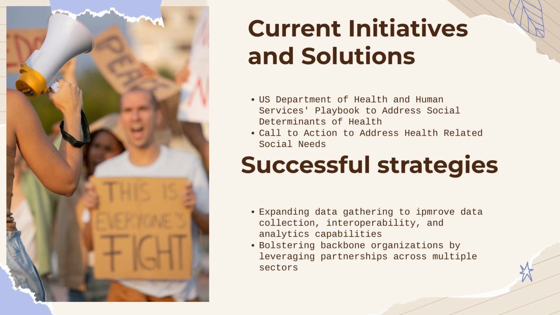Some of the successful strategies that have been used include expanding data gathering and collection to improve data collection, interoperability, and analytics capabilities to better understand and address social determinants of health. In addition, leveraging partnerships across different sectors and focusing specifically on actionable strategies carried out by organizations that can implement them is an effective way that the U.S. Department of Health and Human Services has bolstered backbone organizations against health disparities.